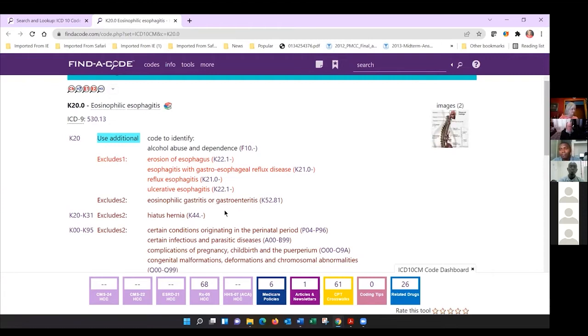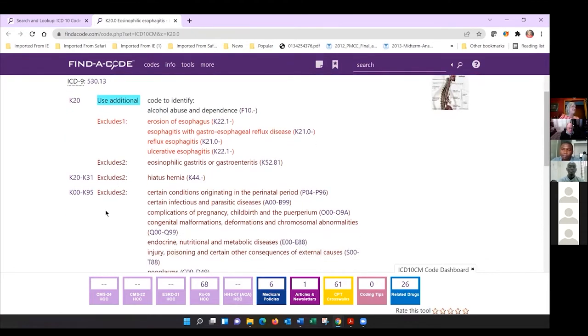All right. Uh-oh, I see hiatus hernia. Can I code it? Yes. Thank you. Correct. Very good. Yes, because it's under an excludes two note.